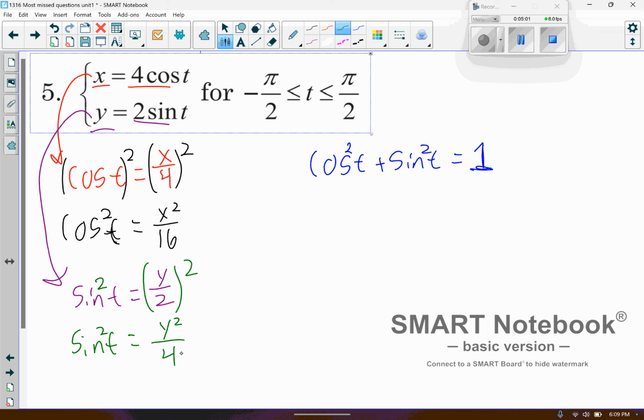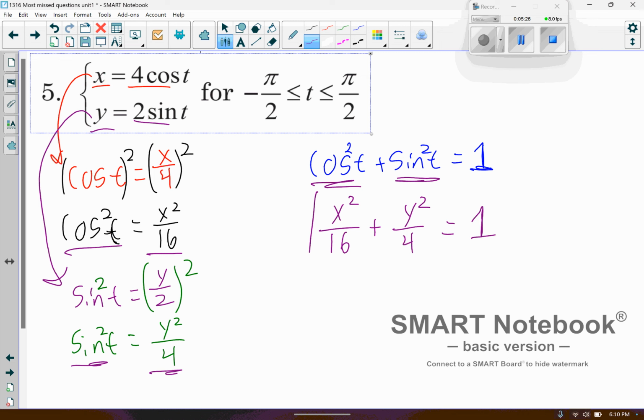Now we're going to substitute this right here, and then same thing with the sine of t squared, we're going to put that there. Let's see what we got going on here. We end up with x squared over 16 plus y squared over 4 equals 1. And that formula there should look pretty familiar.